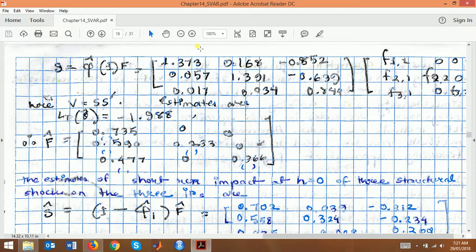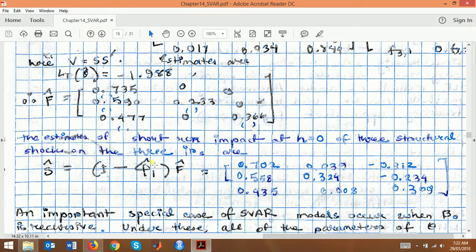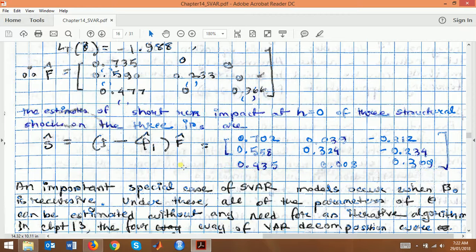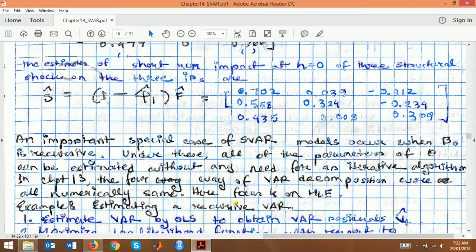So the estimates of the short run impact at h equal to 0 of the three structural shocks in the three interest rates are S equal to root over D by beta naught in terms of short run restriction, or I minus phi 1 F. You can also represent the restriction with this type of equation. Instead of phi 1 F, it is identity matrix minus phi 1 F. An important special case of SVAR models occurs when beta naught is recursive. Under these, all of the parameters of theta can be estimated without any need for an iterative algorithm.